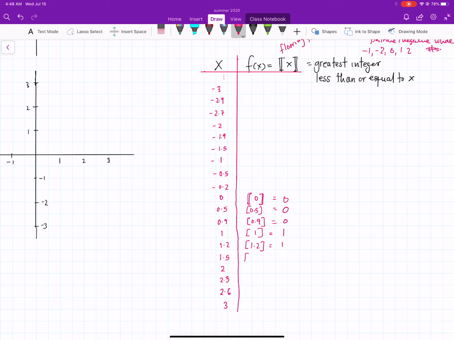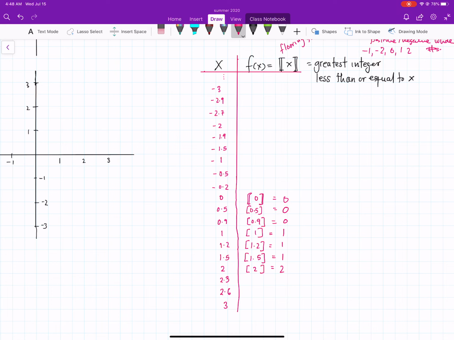I'm looking at 1.5. I'm looking at the integer that is less than or equal to 1.5. It has to still be what? 1. And then once I hit 2, we get 2. So I hope you've seen the pattern.